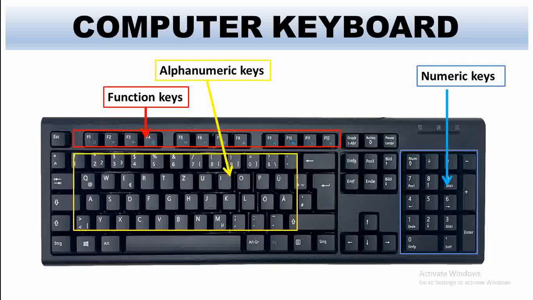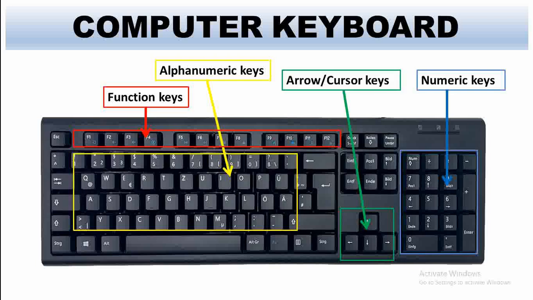Then the fourth one, we call it the arrow keys. We can see the arrow pointing up, down at this side. So up, down, we have left and we have right. We call it arrow keys or cursor keys, either arrow key or cursor key, because we also use it to control the cursor. What is a cursor? Don't worry, by the time we get to Microsoft Word, you will understand what a cursor is.